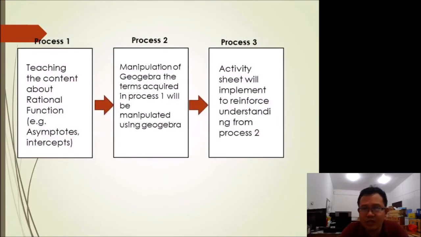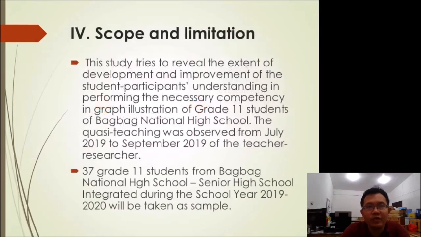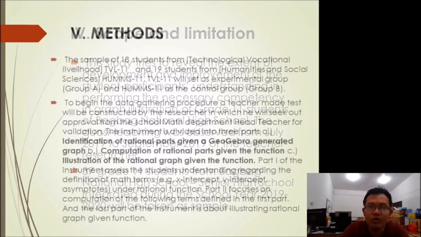So the process is like this. Process 1 is teaching the content, process 2 is manipulation of GeoGebra, and process 3 is reinforcement of the learning through activity sheets. And next is the scope and limitation. Here we included only 37 participants from grade 11 students of Bagbag National High School, school year 2019-2020.